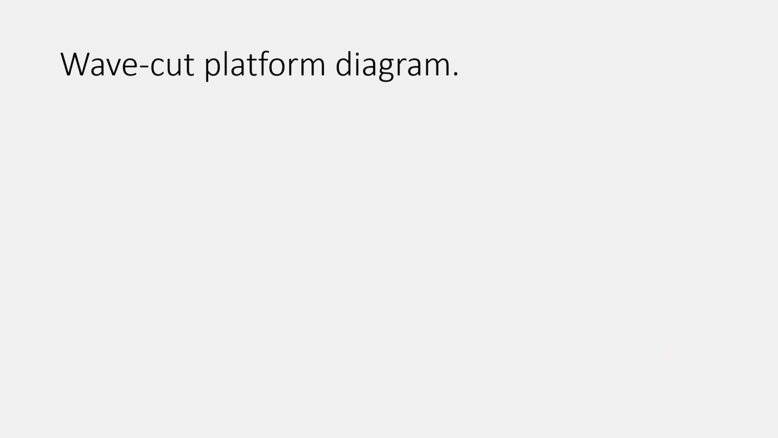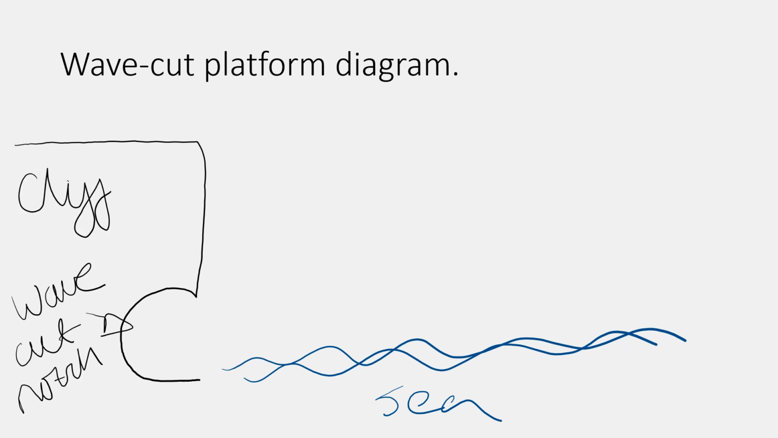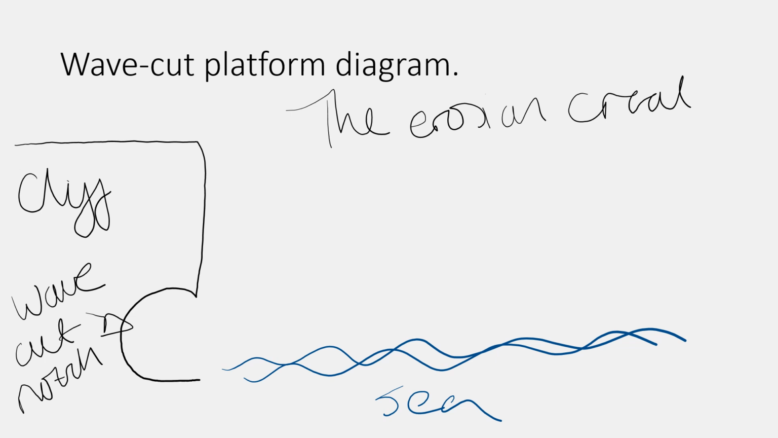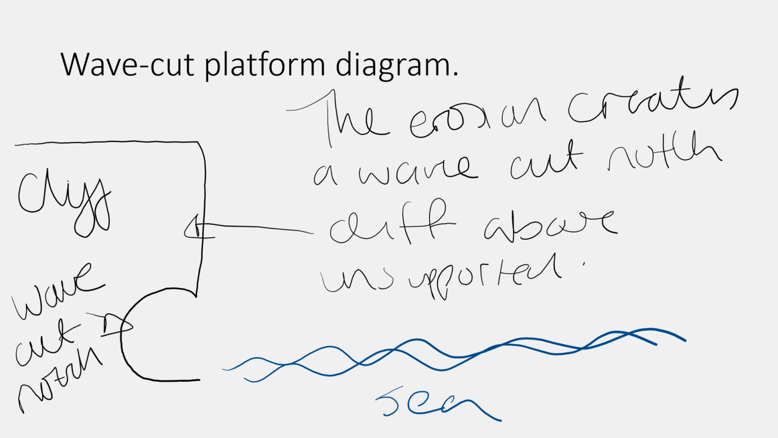The second step is, if we look at my cliff now, the base of the cliff has been eroded, sort of indented, hasn't it? And this is called a wave-cut notch. So the erosion has created a wave-cut notch. Remember, this erosion has been carried out by destructive waves, and this has been through hydraulic action. So the power of the water hitting the base of the cliff has eroded it away and created a wave-cut notch. And what this now means is the cliff above the wave-cut notch is unsupported.